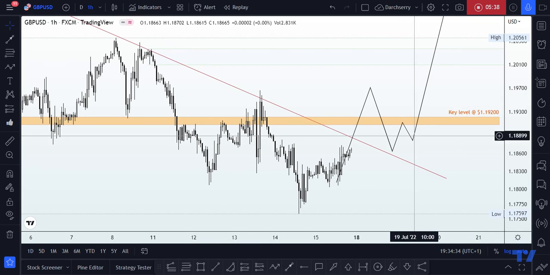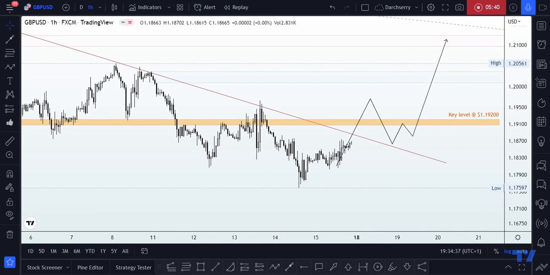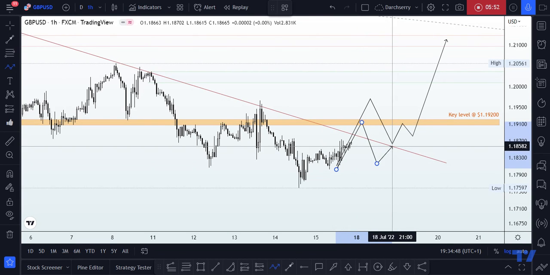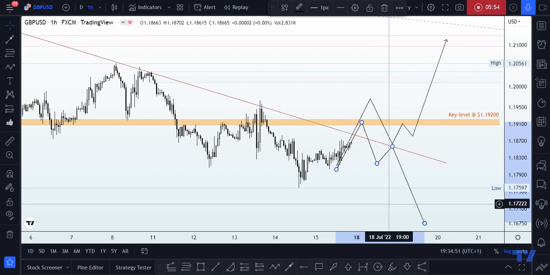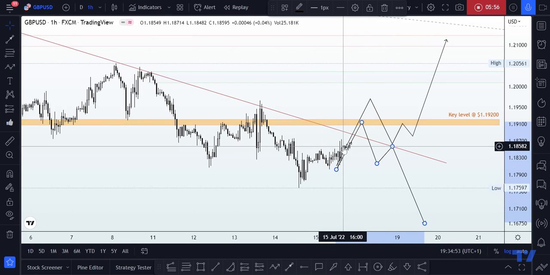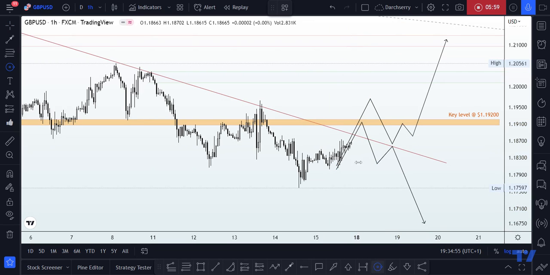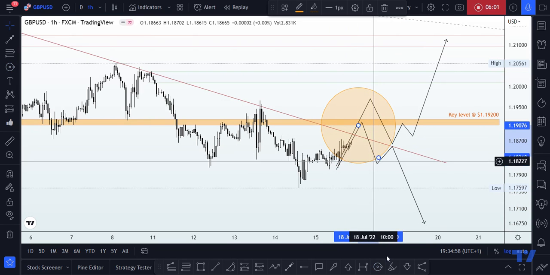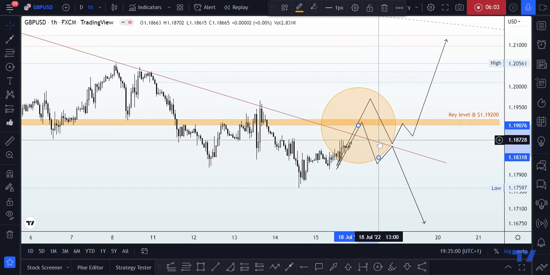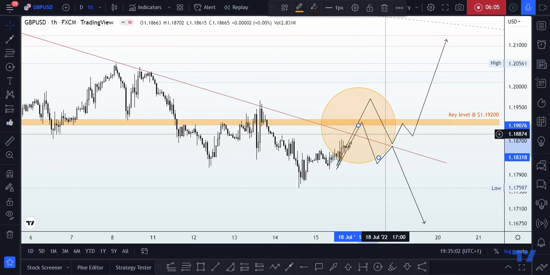Like I said, the first scenario is the possibility that price could do a rejection of this bearish trend line, or a rejection of the key level at 1.19200 area that would push price to the downside. That's the first scenario. And then the second scenario is a possible breakout of that structure, which also shares a confluence with a key level at 1.19200 area, and a retest of the structure with a reversal pattern to push price to the upside. So these are my scenarios here on the GBPUSD.